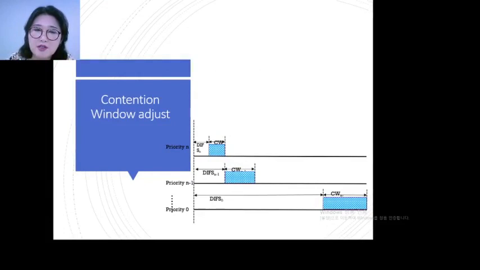Contention window adjustment: the figure shows an example of a contention window adjustment according to priority. If the priority is high, the length of the contention window is reduced so that it can participate in transmission quickly. The contention window is wait time. It can be seen that the lower the priority, the longer the contention window length, and the higher the priority, the shorter.